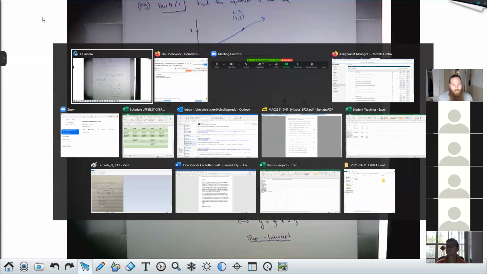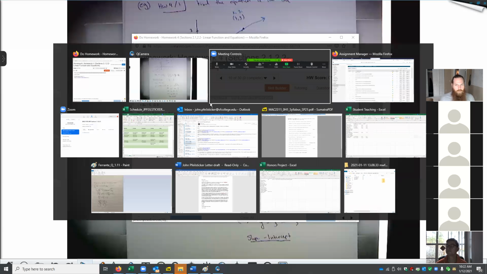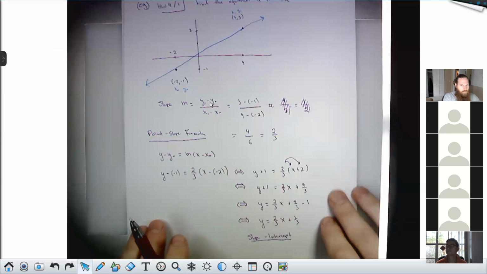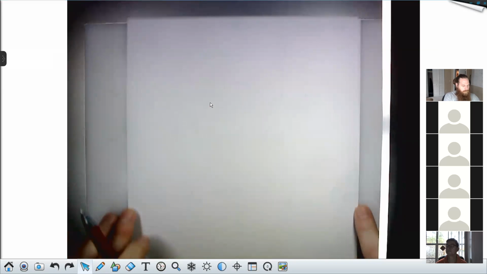Okay. Let's grab one more problem from here, and then we're going to shift into our activity for today. The activity is very easy, I promise. It's nothing stressful. So they say find a linear function parallel to the given line passing through the specified point. So we need to talk about what makes two lines parallel and what makes two lines perpendicular.